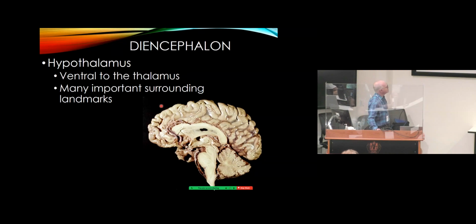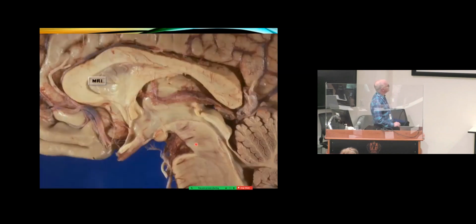Okay, the hypothalamus is ventral to the thalamus. So here on a medial section, all of this is the thalamus. If we move ventral, here is the hypothalamus. We have a whole lecture, Dr. Casasa gives you a lecture on the hypothalamus, but here is kind of a blow-up picture. So here's the thalamus back here, and then all of this is the hypothalamus.